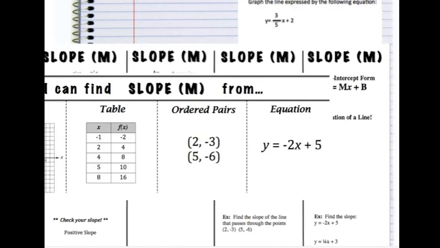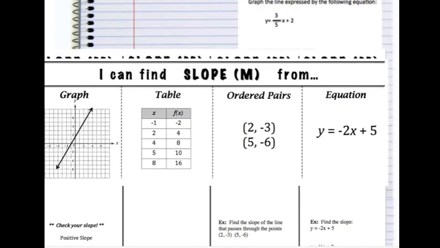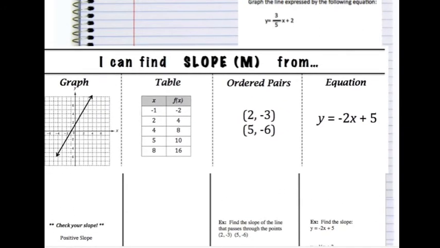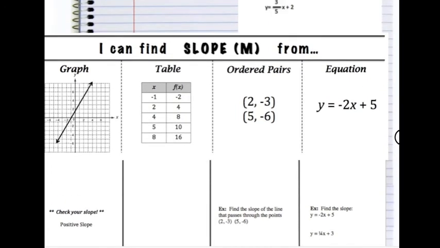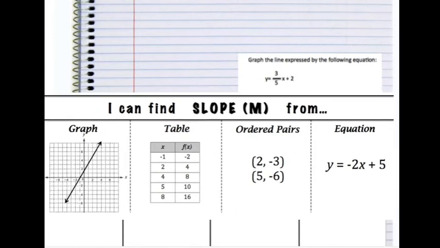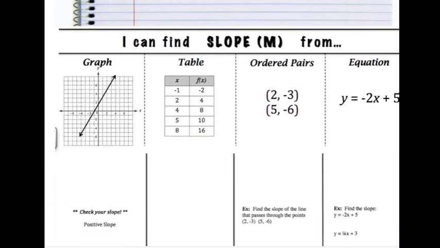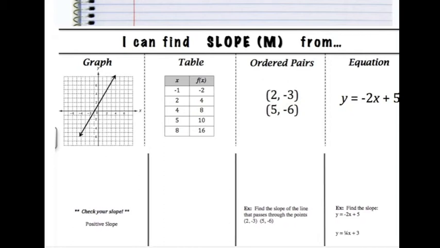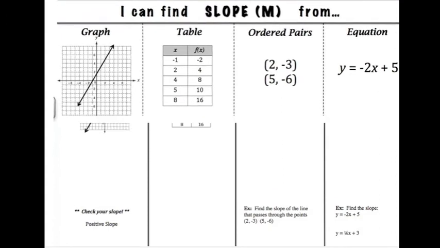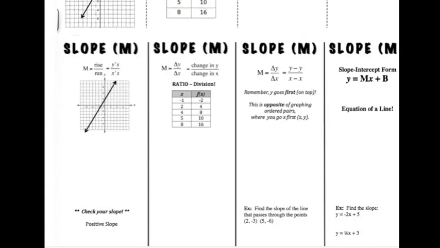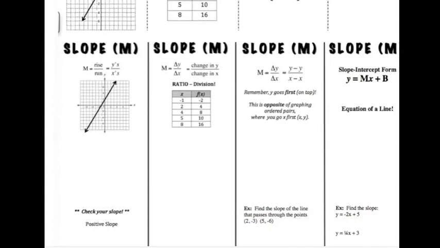So what you should be kind of looking at is your template, and each page has kind of this window, right? So we're going to start on the left-hand side and then we'll work our way over to what we need for today. So the first tab that we're going to go under is graphing. It says I can find the slope from graphing.